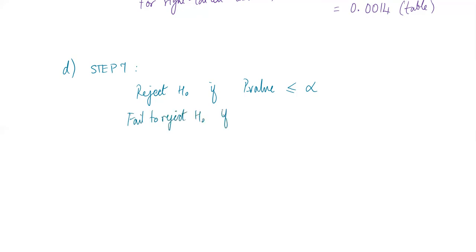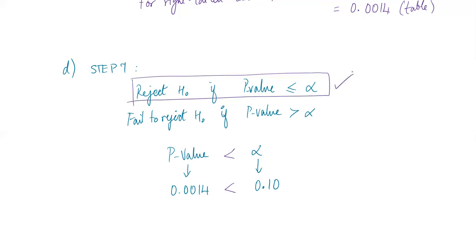It's all about H0, remember that? So if p-value is greater than alpha... So I'm going to mark my p-value and my alpha. So p-value is 0.0014 and alpha was 0.10, right? So I need to put the right inequality symbol in between to explain this relation. If you look at this, p-value is definitely less than the 0.10. So because it's less than, this is the decision we make. We make the decision to reject H0.